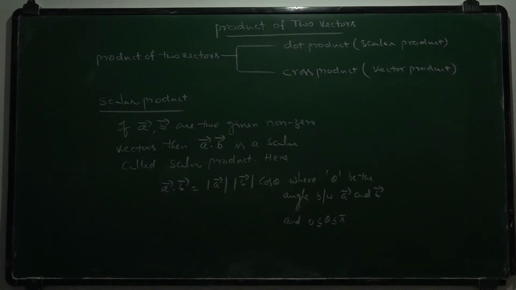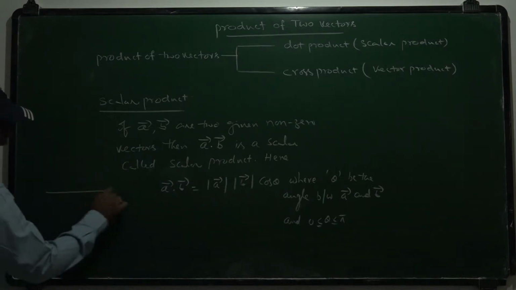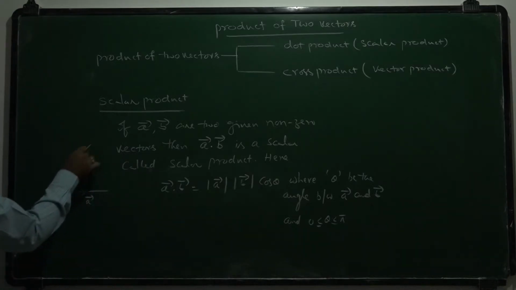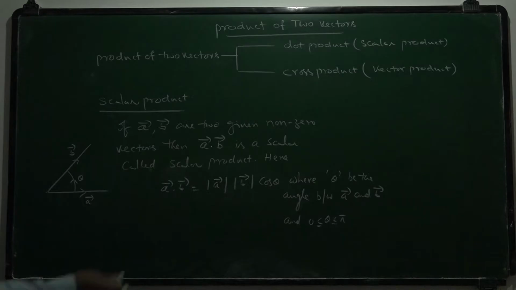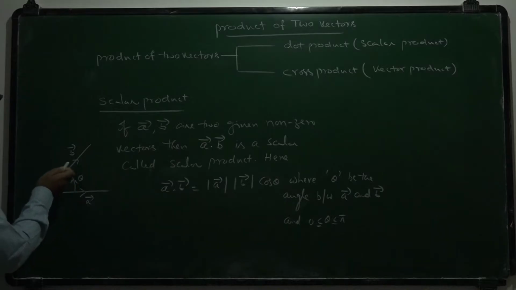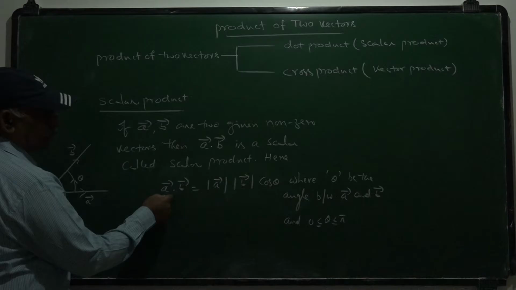So a bar and b bar are two given vectors, a bar is one vector, b bar is another vector. The angle between a bar and b bar is theta, taken in anti-clockwise direction, of course. The angle made by b bar with a bar is theta. Then the dot product of two vectors a bar and b bar is defined as a bar dot b bar is modulus of a bar into modulus of b bar into cosine of the angle between a bar and b bar. That gives us the product of two vectors.